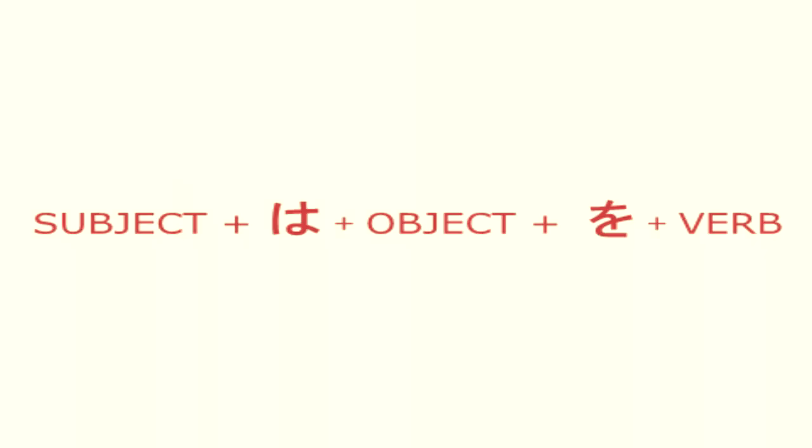repeating the subject over and over again, like I did in my examples. The reason why I did it there was because I wanted to emphasize in this structure that I mentioned previously. Subject, wa, object, o, and then the verb.